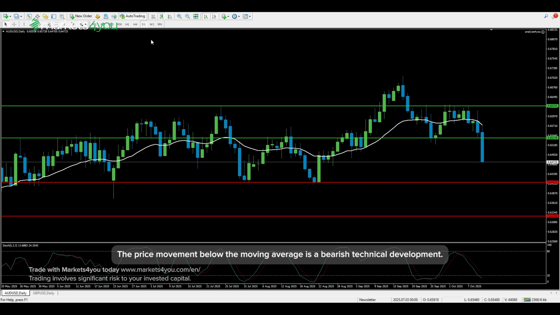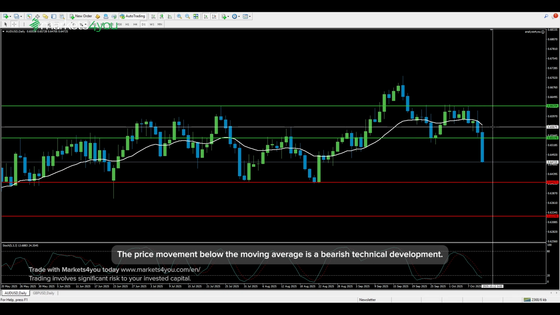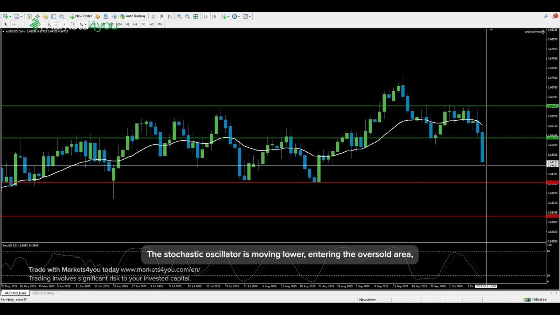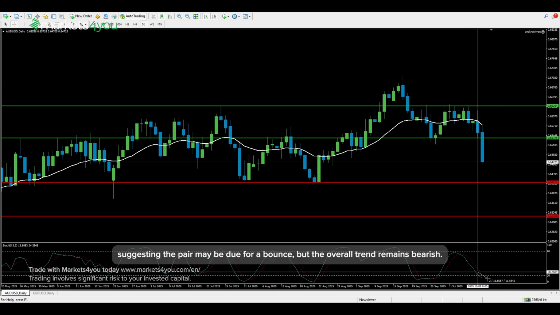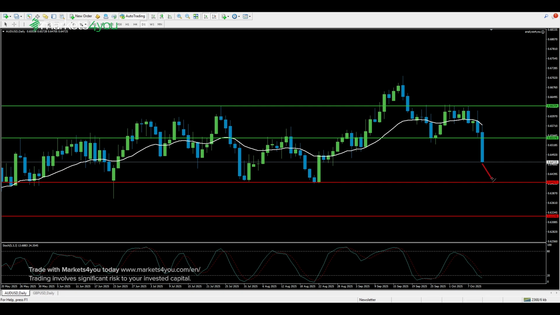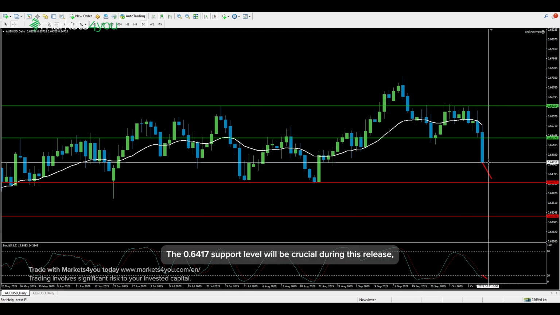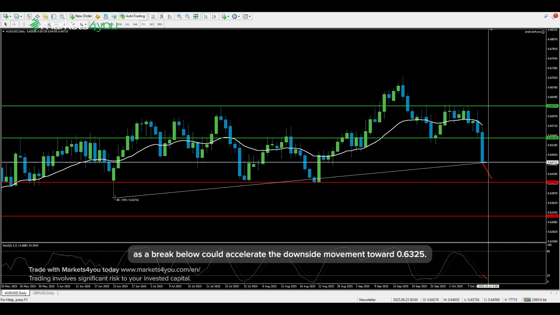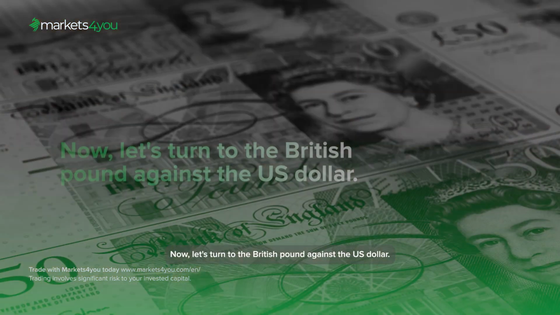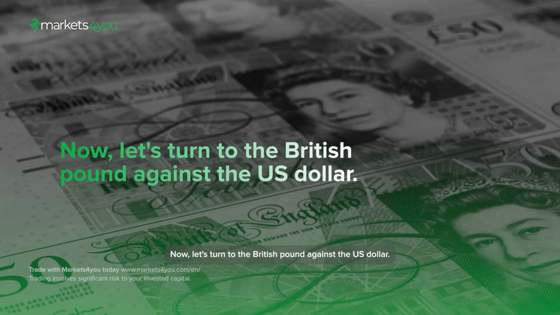The price movement below the moving average is a bearish technical development. The stochastic oscillator is moving lower, entering the oversold area, suggesting the pair may be due for a bounce, but the overall trend remains bearish. Thursday's Australian employment figures will be particularly important to watch. The previous reading showed a loss of 5.4 thousand jobs. The 0.6417 support level will be crucial during this release, as a break below could accelerate the downside movement towards 0.6325.